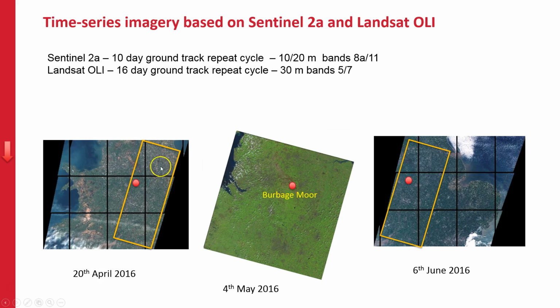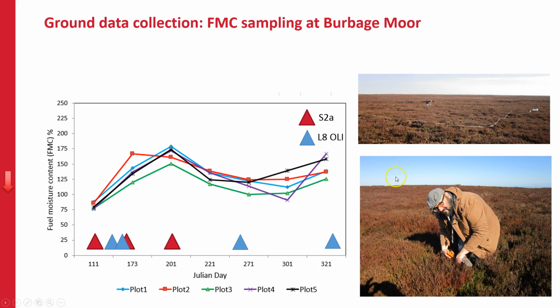Interestingly here, our field site at Burbage is both on a western pass of the north of England and on an eastern pass, which means that we can increase the frequency with which we observe the surface, or attempt to observe the surface, from 10 days to 5 days. This is the field data collection, so the figure shows the dates at which we collected field data here at 5 different plots, sampling fuel moisture content destructively using 5 samples in each of the 5 different plots.